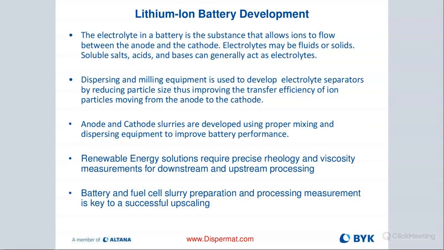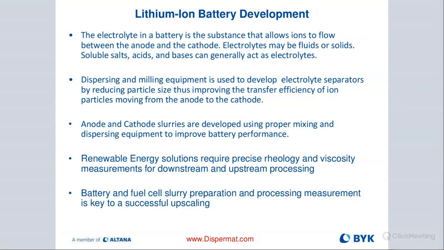as well as these separators, these coatings that we will also have to mill really fine to get a really small and fine particle size distribution to improve the transfer efficiency of these particles moving between the anode and the cathode. So the right equipment is key to basically improve the slurry performance. And also it's very critical that we measure or look at the rheology and viscosity of our slurries as we develop them. That will help us also with the downstream and upstream processing.